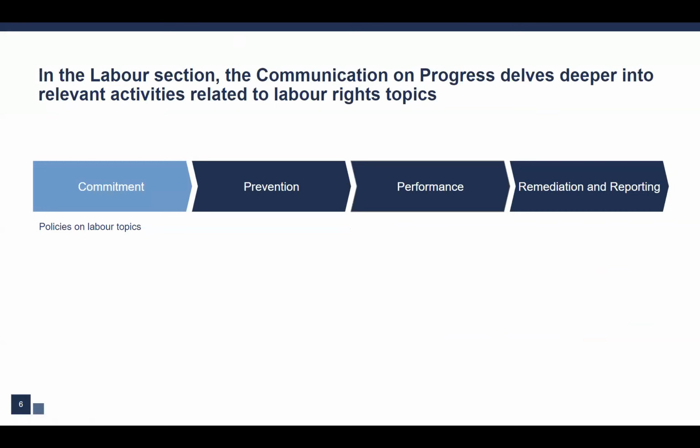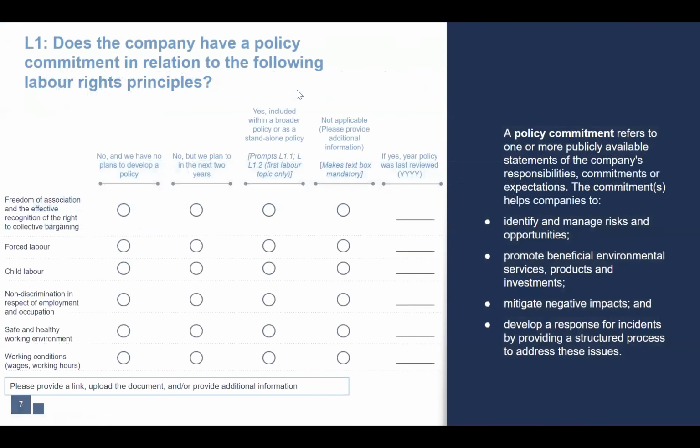Under the groupings outlined before, we will see different topics addressed in the labor section of the questionnaire connected to our 10 principles. Under the grouping of commitment, the labor section contains questions on labor policies that demonstrate the company's commitment to advance those topics. This question asks about specific labor rights policy commitments. Policy commitments create a clear and common goal for driving improvements. They can help companies identify and manage risks, mitigate negative impacts, and structure a response for incidents by providing a process to address these issues.